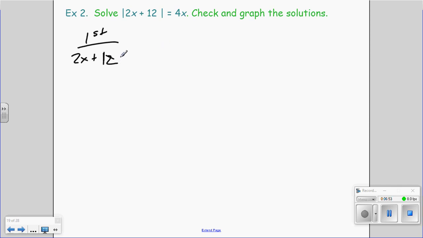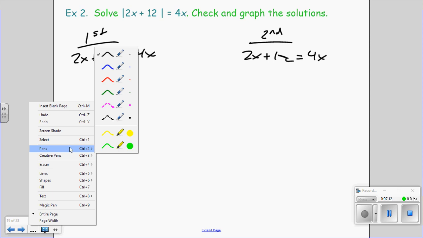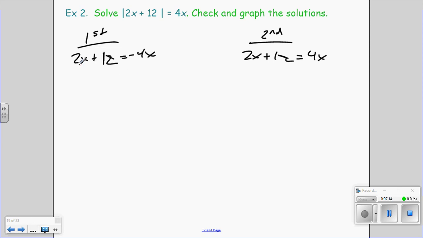plus 12 equals negative 4x. And the second one is 2x plus 12 equals positive 4x. And now solve. So I always encourage you to move the x term to the side of the larger number. So we have a positive 2 and a negative 4. Positive 2 is larger, so let's move 4x by adding to both sides.